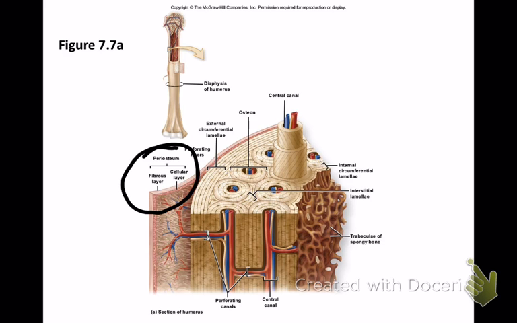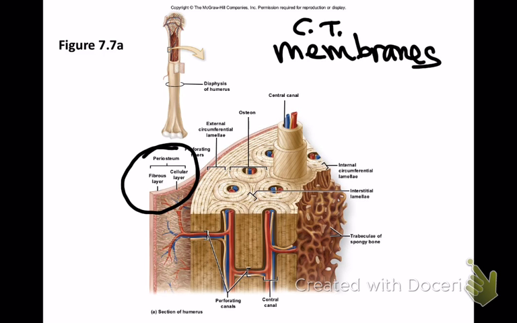But the other thing is this is one of our connective tissue membranes. So let's remember what that means. For something to be a membrane, what did it have to have? It has to be 2 layers of 2 different kinds of tissues. This is a connective tissue membrane. So the 2 kinds of tissue have to both be connective tissues. If one of them was an epithelial tissue, then it would be an epithelial membrane. So what do we have? We have a fibrous layer and a cellular layer.